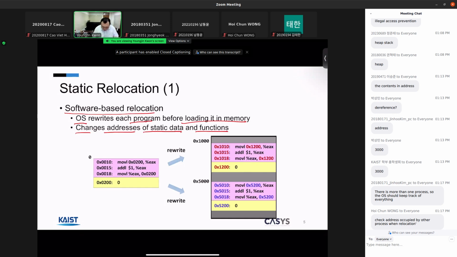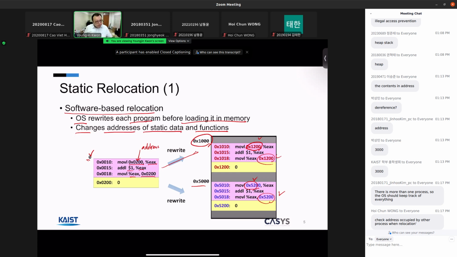For example, this is a function with a start address of 0, and let's say I want to move this address to EAX and add a value, and move it to this address space. If it is rewritten, then this base is this one, so it is patched. And this one is also patched. Like this. That is called static relocation.